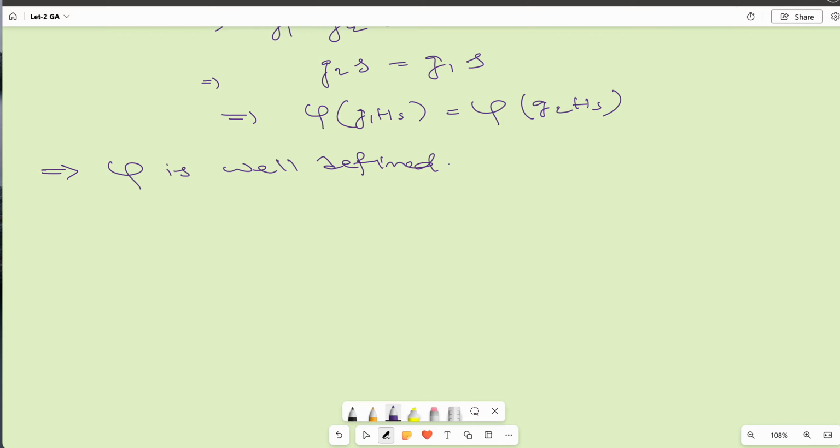So this is a well-defined map. You just have to verify whether it is a bijection or not. Whatever map I have chosen, is it a bijection or not? So for bijection, let's check the one-oneness. Is it 1-1?